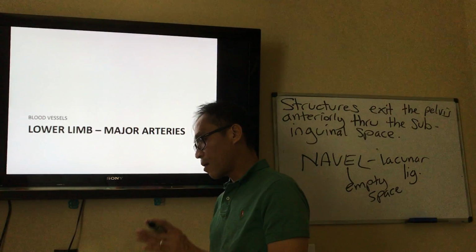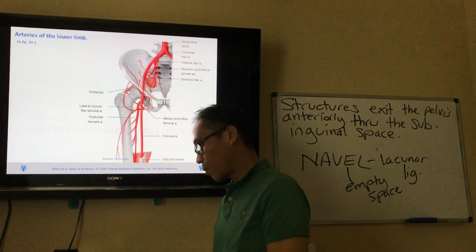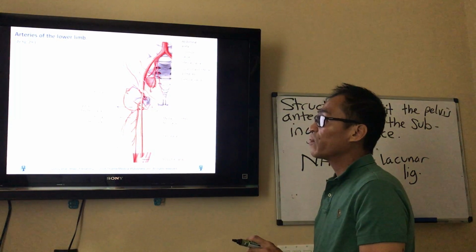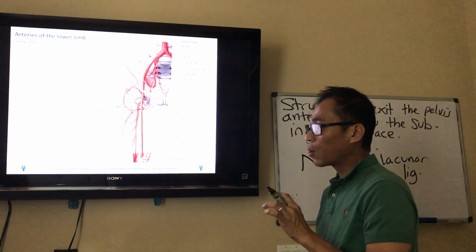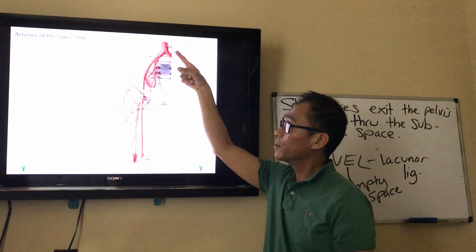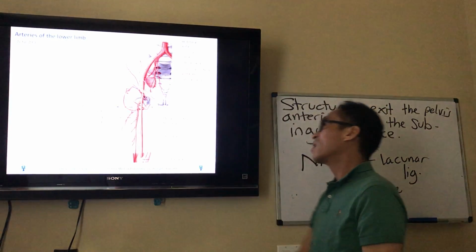Well, I want to focus back on the major arteries that supply blood to the lower limb from the front side. And the main one to follow is the femoral artery. So let's go back up into the abdominal cavity to the abdominal aorta.